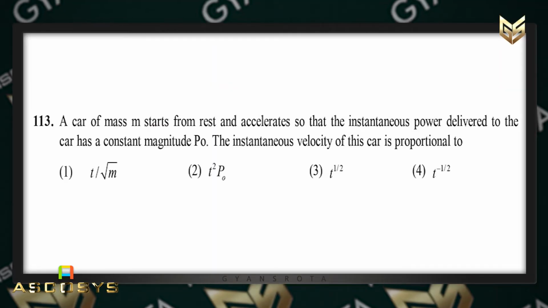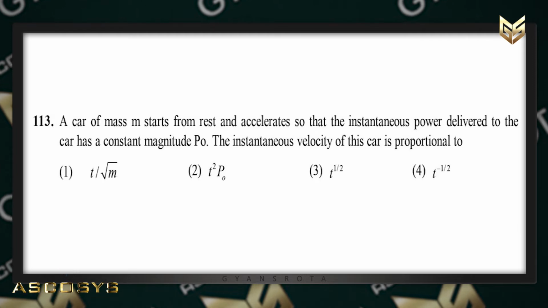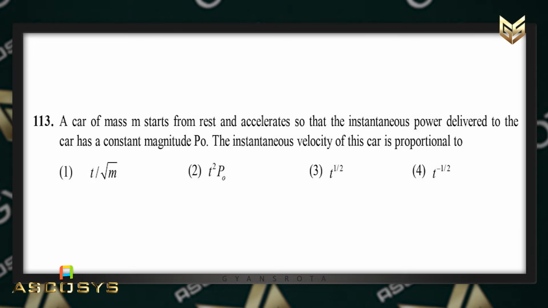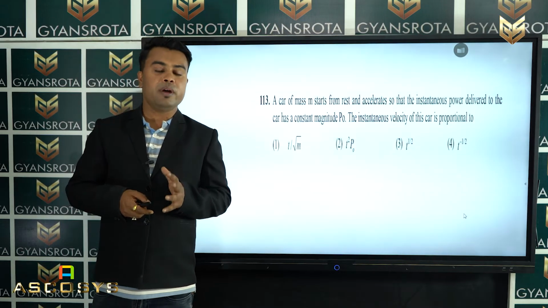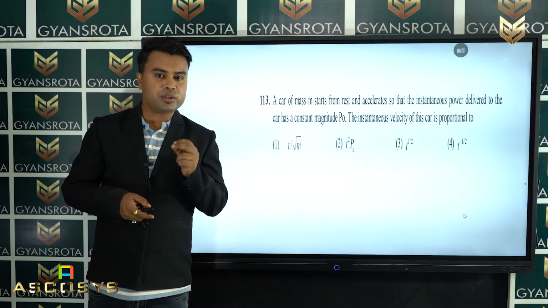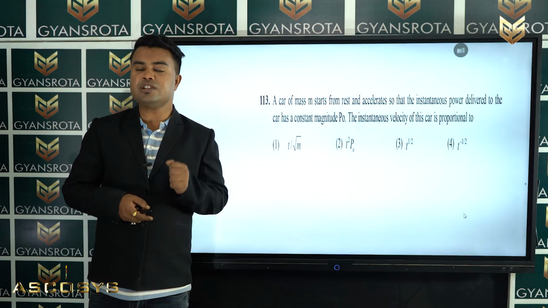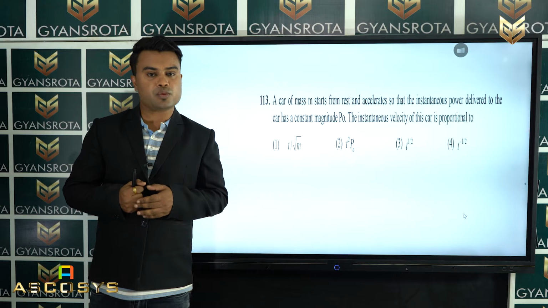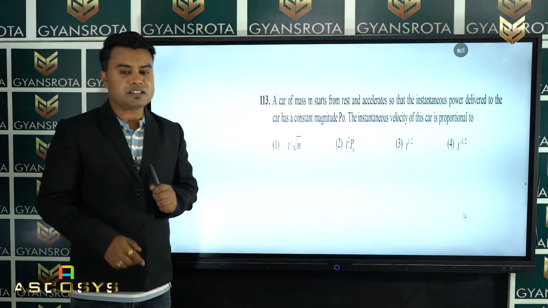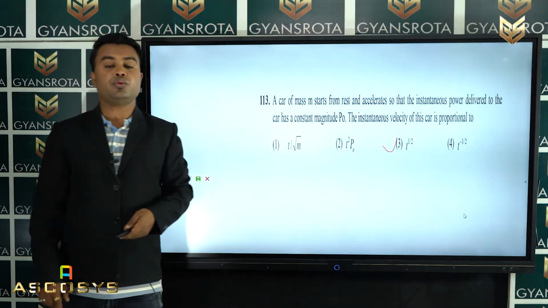A car of mass m starts from rest and accelerates so that the instantaneous power delivered to the car has a constant magnitude p naught. The instantaneous velocity of the car is proportional to, a question from the chapter motion, where you need to know the value of power, force multiplied with velocity. Once you know this one, you can now calculate the instantaneous power from there. Now if you differentiate this one, you will find that the correct answer for this one is root over of t. You just need to differentiate, remember that. So the right answer for this one is t to the power 1 by 2, that is root over of t.